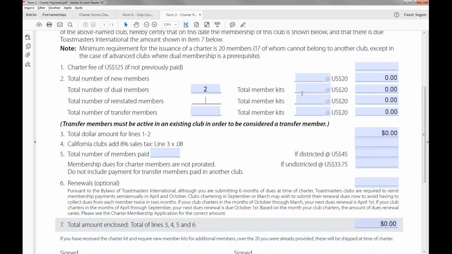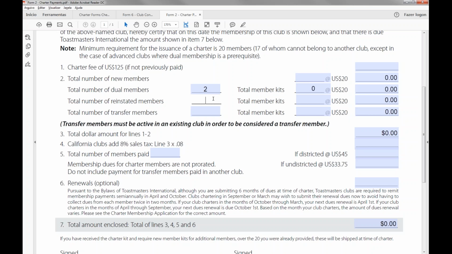We don't have any members kit. Remember, a dual member is someone that is already a member of another club, so you don't need any member kit, and we don't need to request any money from a dual member because you don't have that kind of policy, for example, inside your bylaws. So usually, a dual member doesn't pay the initial fees.